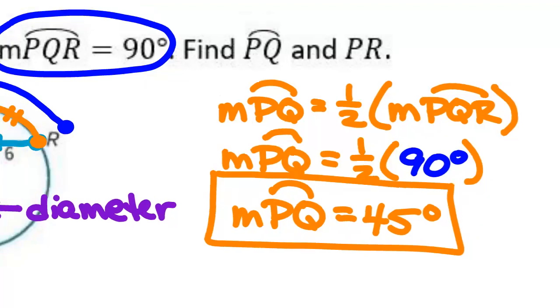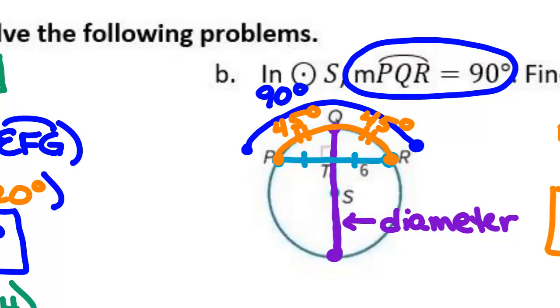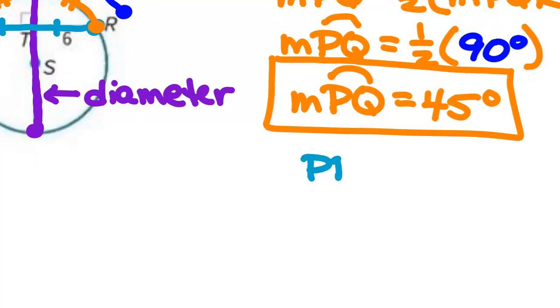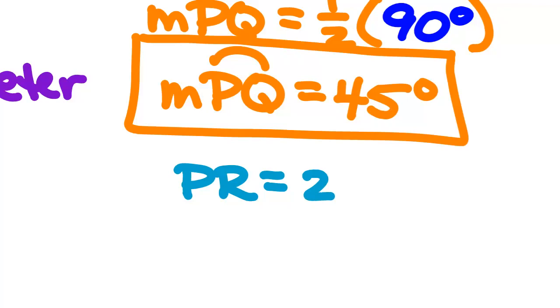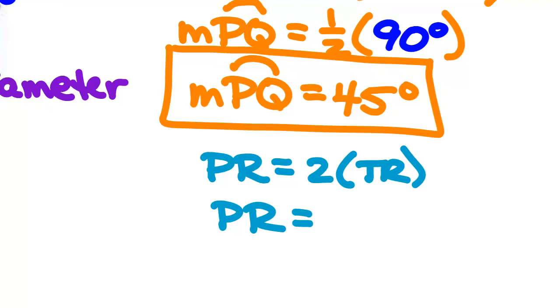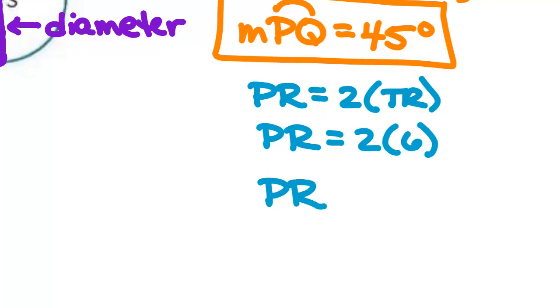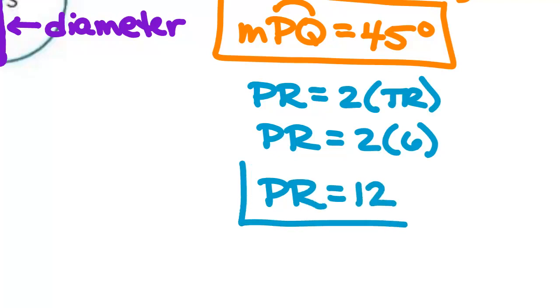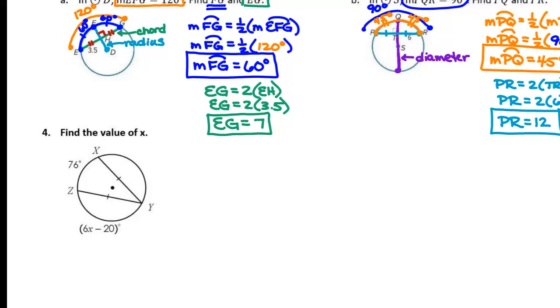How can I find the length of segment PR? Two times 6, yes. 2 times segment TR, which is 6. And what is 2 times 6? 12. So segment PR is 12. Very nice work. Let's look at one more for today.